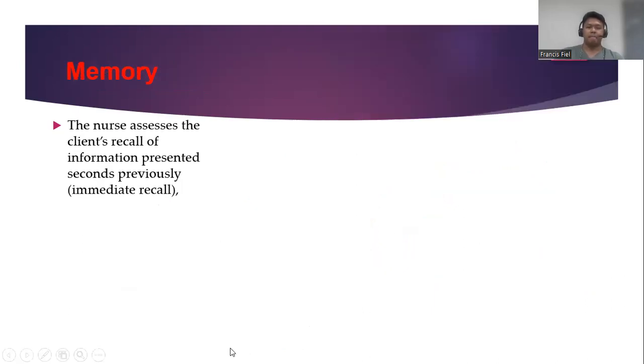All right? Now, let's talk about memory. When you say memory, the nurse assesses the client's recall, no, of information presented seconds previously, no? So immediate recall ang tawag diyan. Ibig sabihin, when you talk about memory, the patient recalls information presented, no, seconds previously. Tawag diyan immediate recall. So, lagay natin dito, immediate recall.